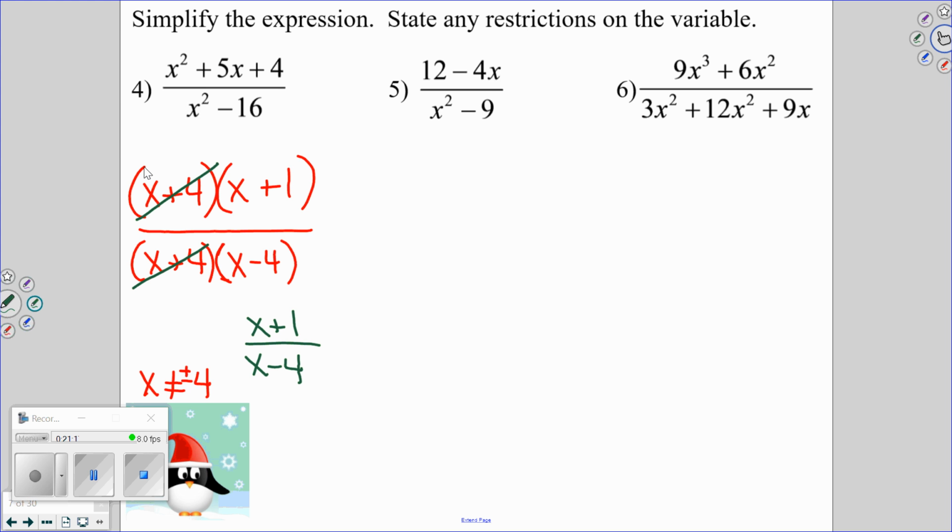Can I cancel the x's? And there will be someone in here, I don't know who it's going to be, but somebody in here is going to cancel those x's and tell me your answer is negative 1/4. I will yell at you. I may publicly ridicule you in class. I'm going to call you out. Don't do it.